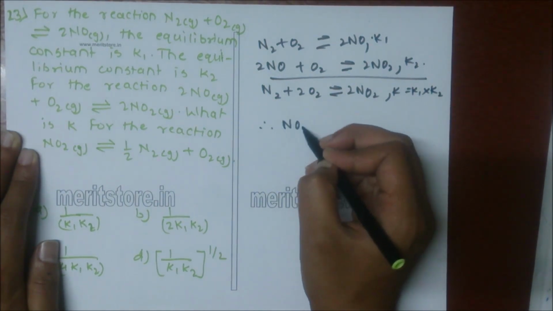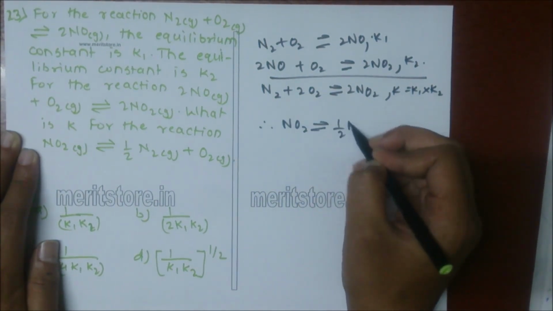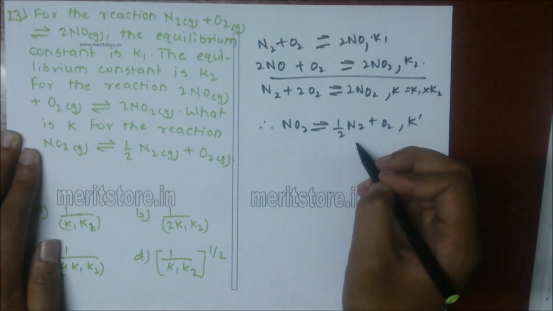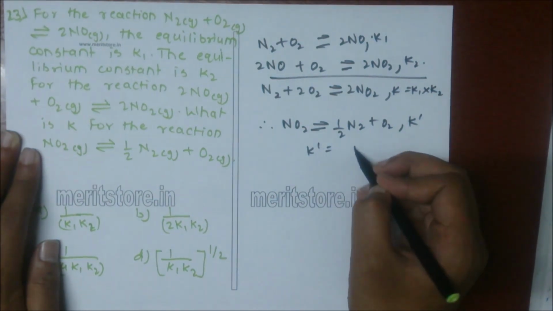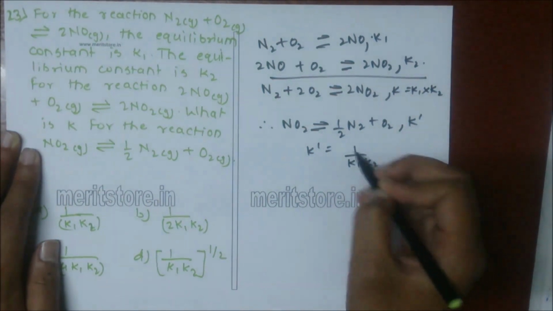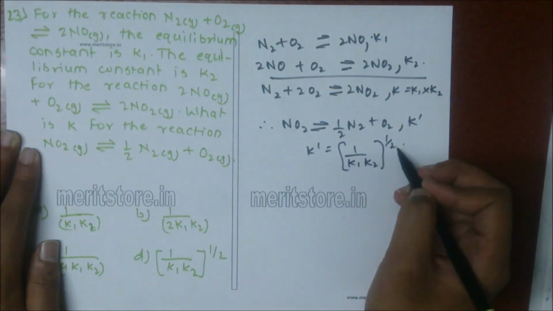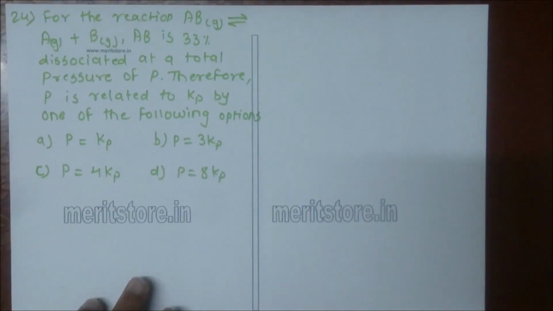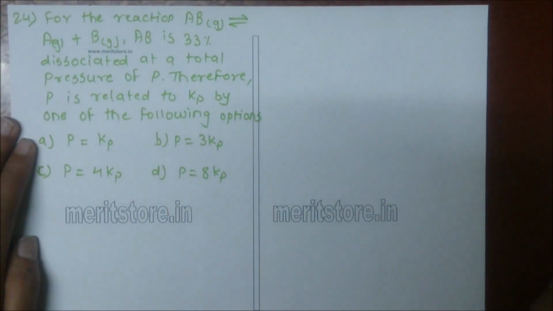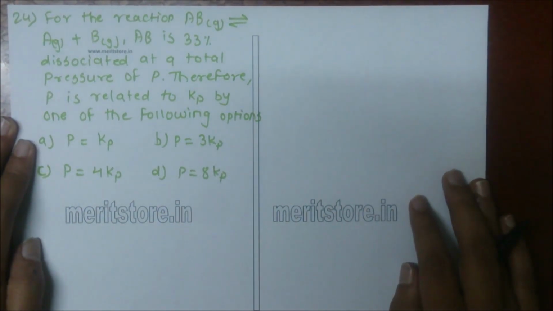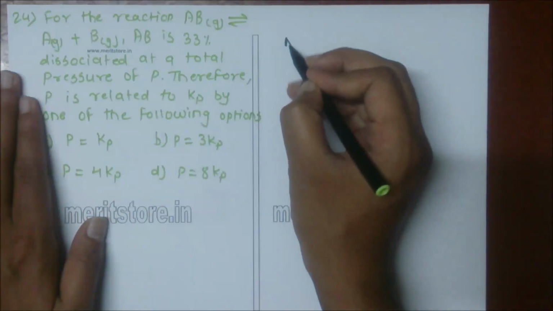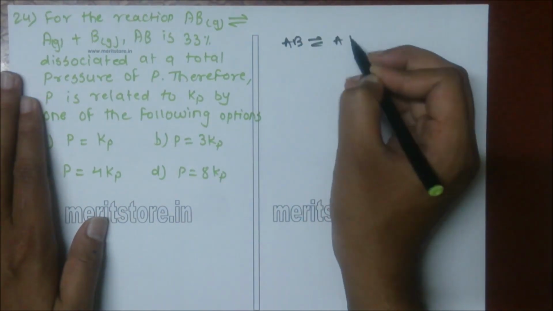Therefore, for NO2 giving half N2 plus O2, let K dash be the equilibrium constant, where K dash is equal to 1 upon (K1 K2) raised to half. So option D is the correct answer. Next question is, for the reaction AB gives A plus B, where AB is 33% dissociated at a total pressure of P, P is related to Kp by one of the following options. So AB dissociates into A plus B.